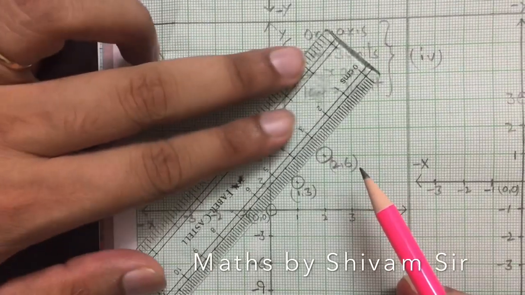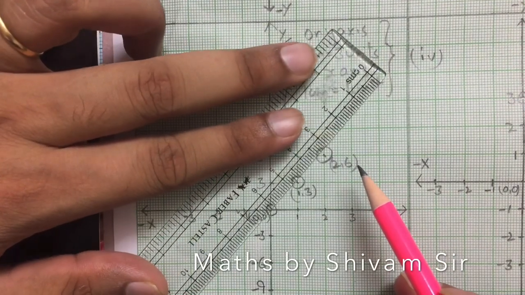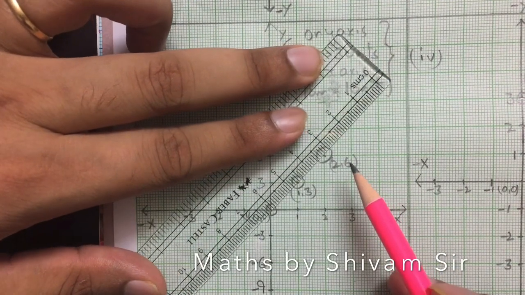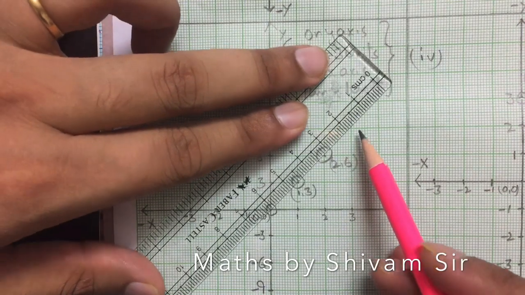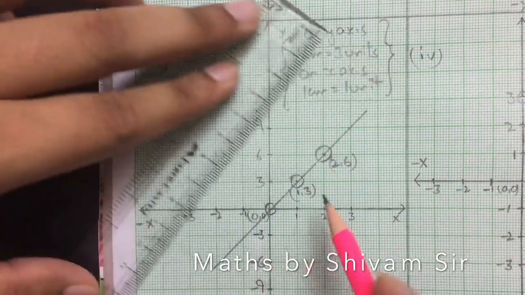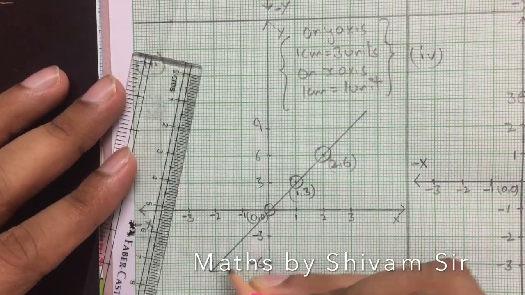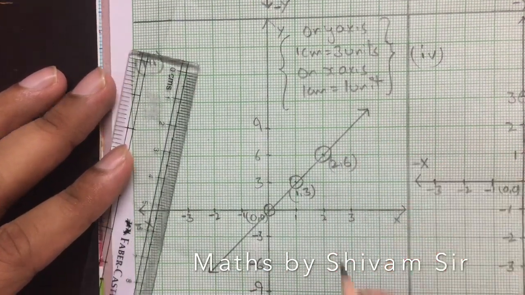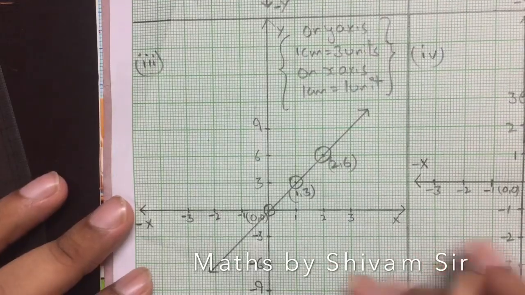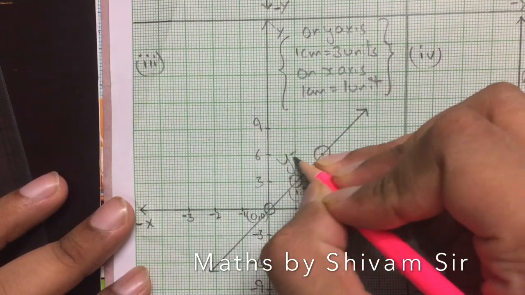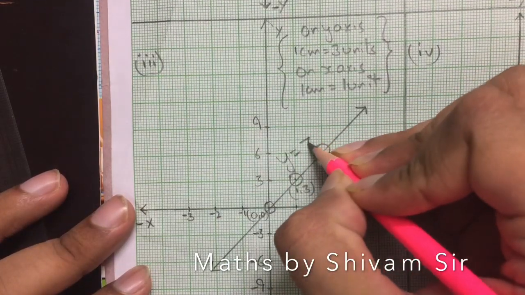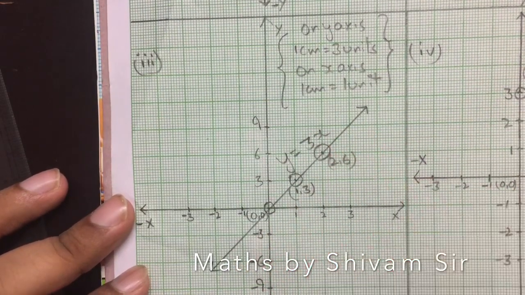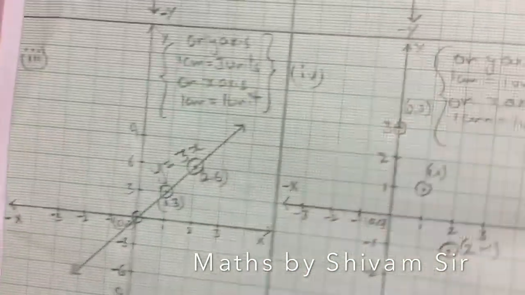So join it using a scale. So if this is a straight line, that means it is correct. So yes, it is a straight line. Don't forget to mark arrowheads. Now write down the equation y is equal to 3x. So y is equal to 3x. So this is the graph of this equation. Next, fourth part.